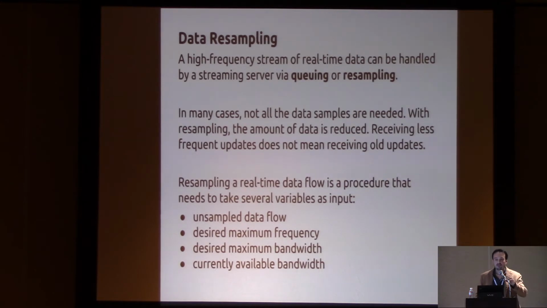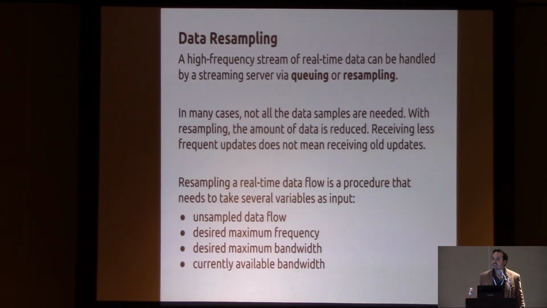I already mentioned this. You need to resample data. When you produce a lot of data, you can queue it up and try to deliver it based on the availability of the network, or try to resample the data flow on the fly. Consider that in many cases, you don't need all of the samples. If your game engine works at 100 Hertz, it produces 100 positions per second, and you want a smooth animation, you only need 30, 33, 25, or whatever, depending on the kind of quality you want to give.